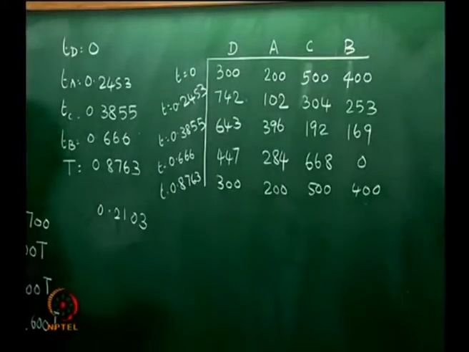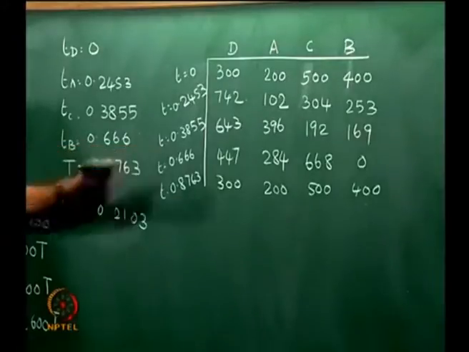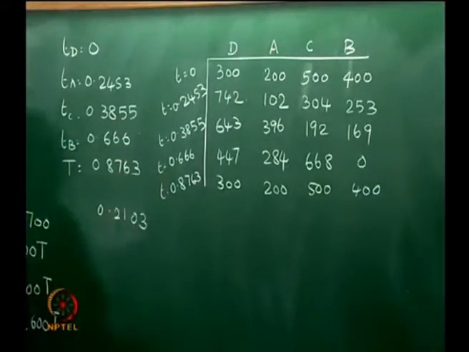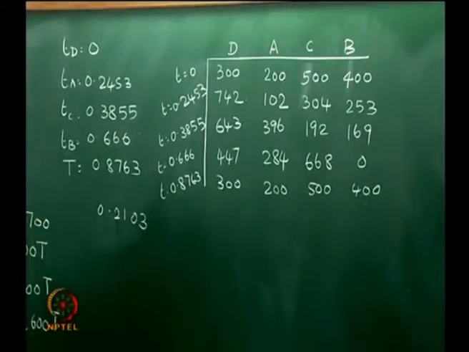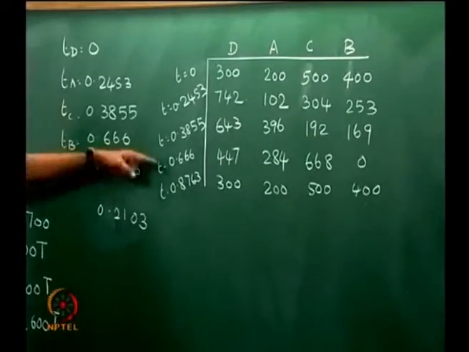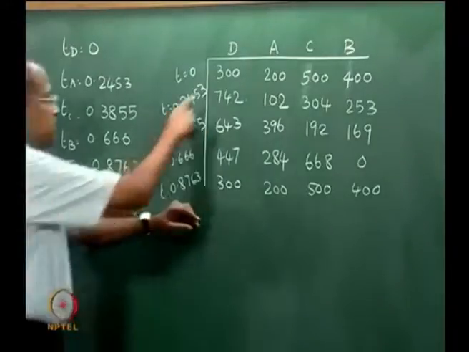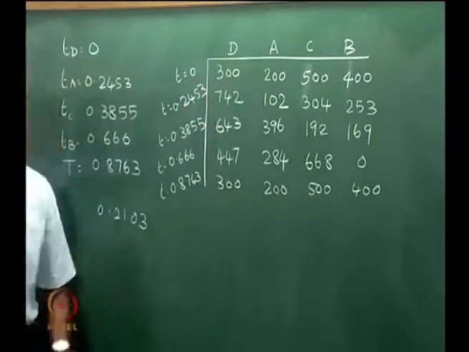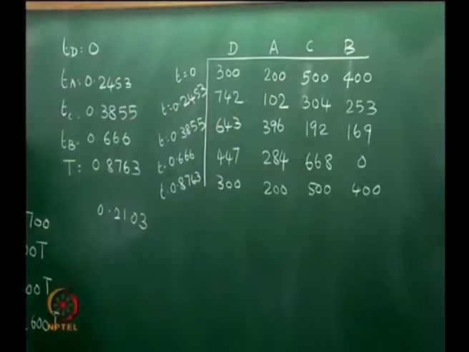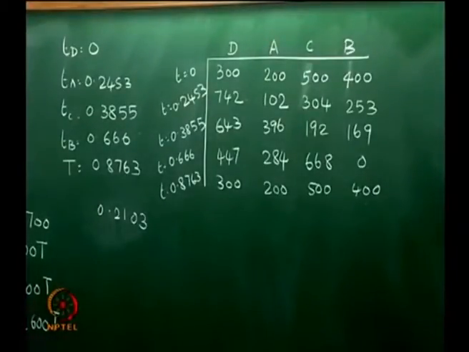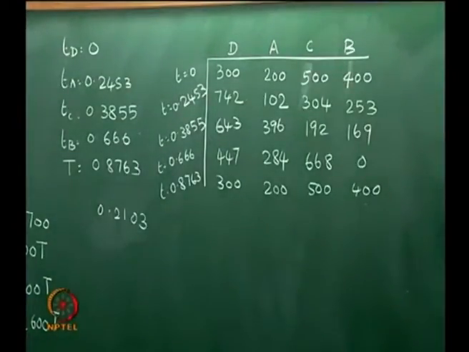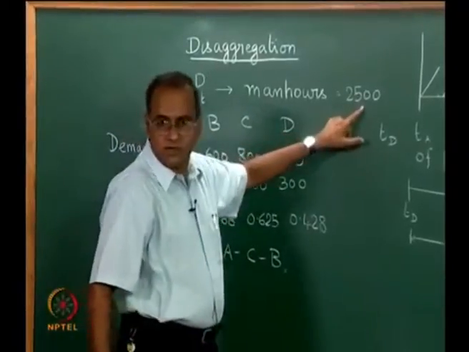Consumption is 147 and this is 447. So balance inventory is 300. So we realize that at the end of the first cycle or at the beginning of the second cycle, the inventory position comes back to the same 300, 200, 500 and 400. And that is largely because of the assumption that the sum of the demands is 2500 while production is 2500.